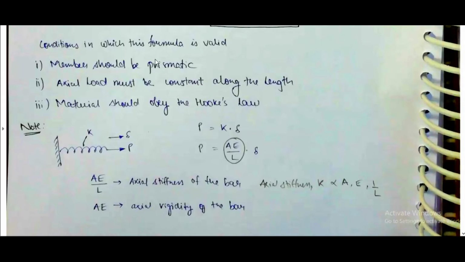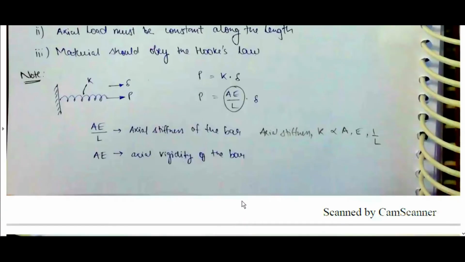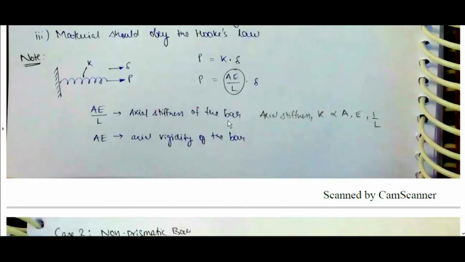P is equal to K delta. P is equal to AE by L into delta. AE by L is the axial stiffness of the bar. Axial stiffness K is directly proportional to E and A, and inversely proportional to L. AE is the axial rigidity of the bar.